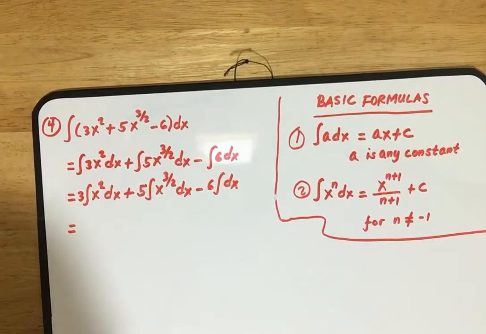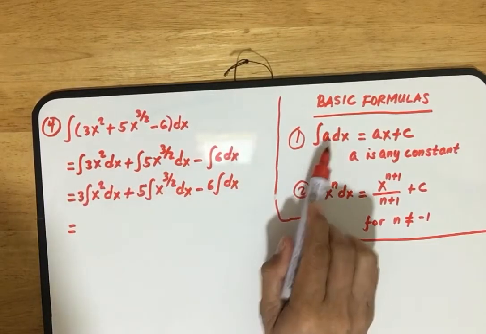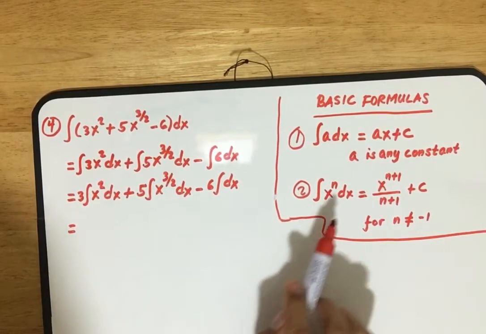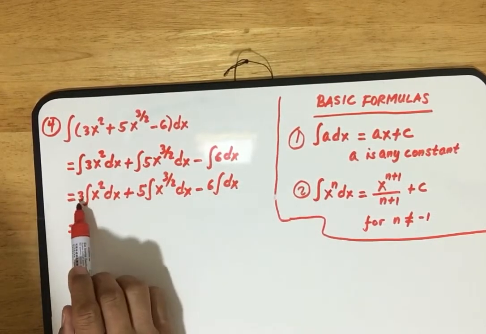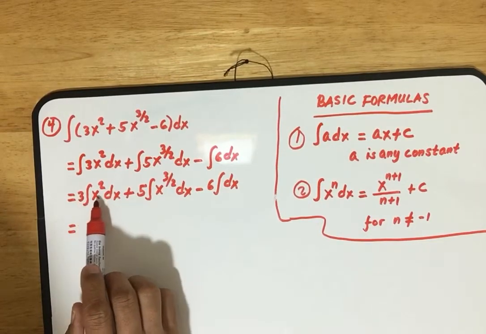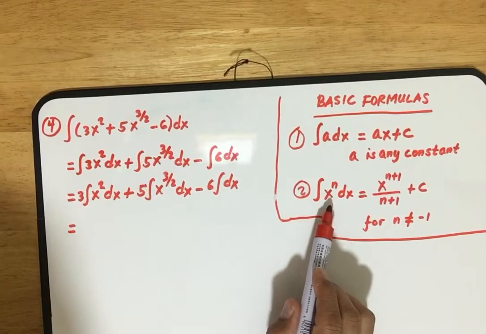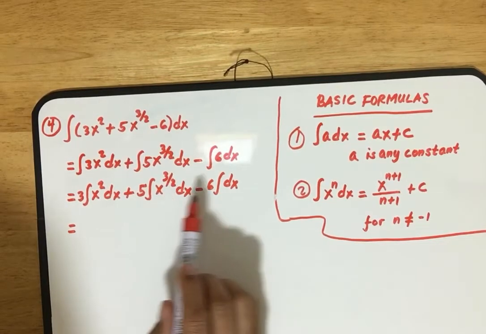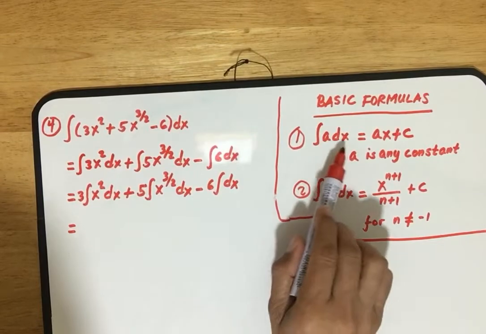Then applying the rule, originally it looks like this one, but if you examine also formula number 2, after isolating these constants, we can say that this belongs to basic formula number 2, as well as this second term. Now the third term just follows the first formula.